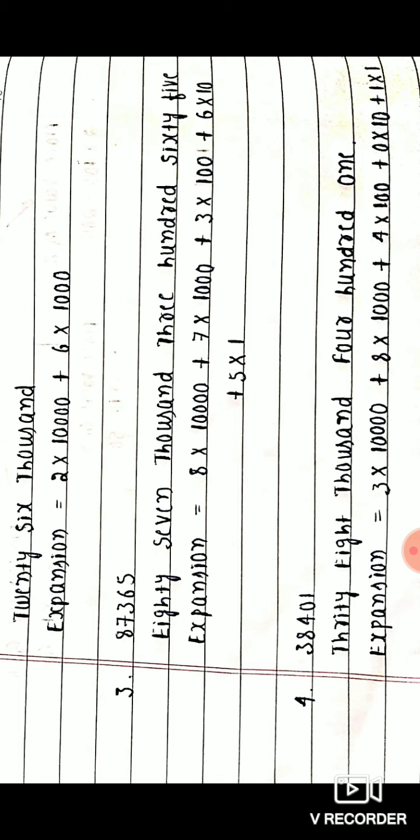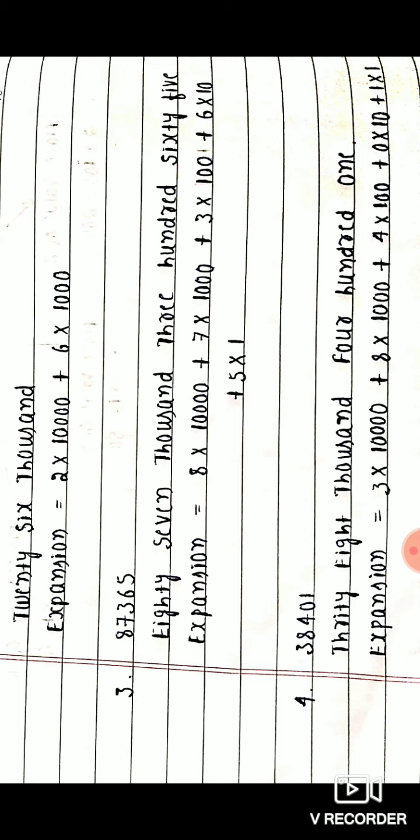So 1 is in the place of ones, therefore write 1 into 1, that is 1, plus 0 is in the place of tens, therefore 0 into 10, it is no value, therefore it is 0 itself, plus in the 100 place 4 is there, therefore multiply 4 with 100, 4 into 100. Then 8 is in the place of 1000, so write 8 into 1000. And the last one, 3 is in the place of 10,000, therefore write 3 into 10,000.